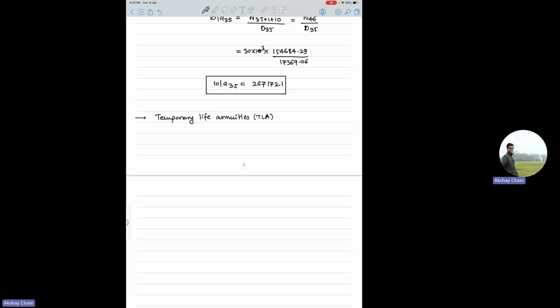Okay, so here also you have three types. One is ordinary TLA, the other one is due TLF or DNA due, and the third one is deferred TLF. So same as the whole life thing, but here you don't pay it for full life. Okay, you pay for a certain duration only.